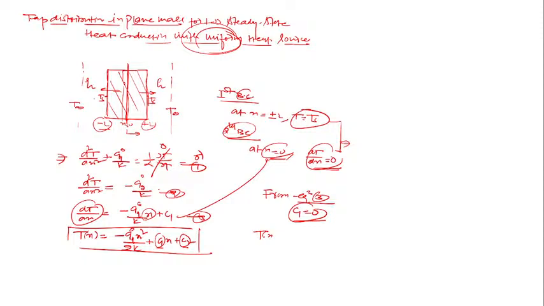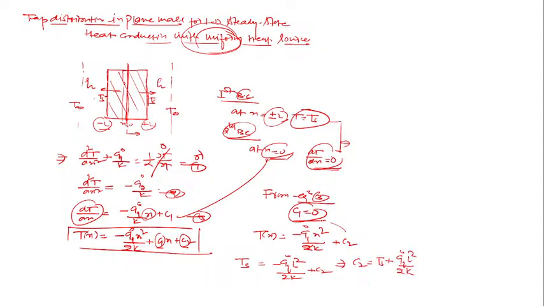Then T as a function of x is equal to nothing minus qg dot into x square by 2k. Find the C2. What should I do? I should use this boundary condition: at x equal plus L or minus L, temperature is Ts. So please find the C2. Here temperature is Ts, minus qg dot, either plus L or minus L, square will be only L square, by 2k plus C2. This implies C2 equal to Ts plus qg dot into L square by 2k.